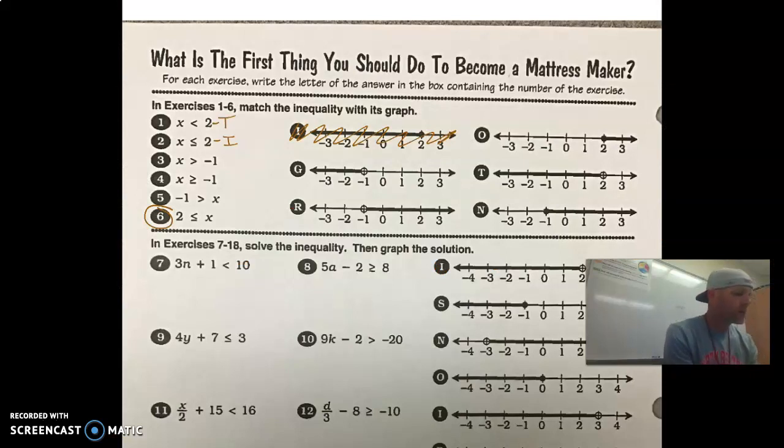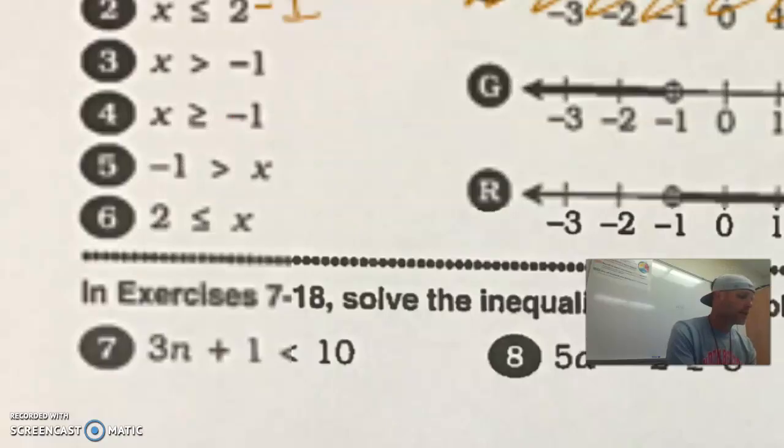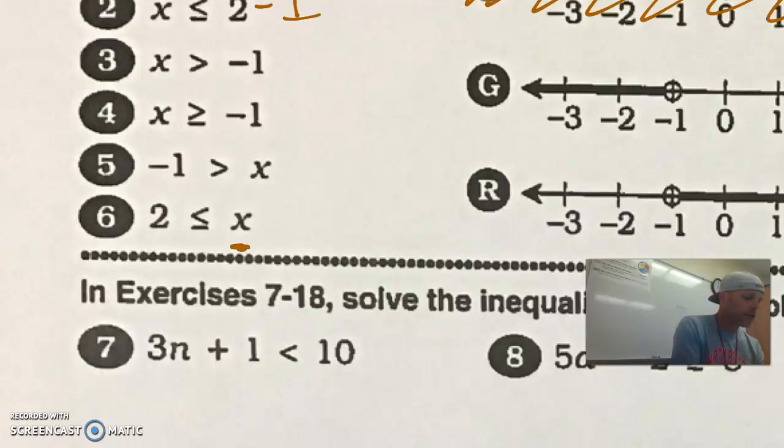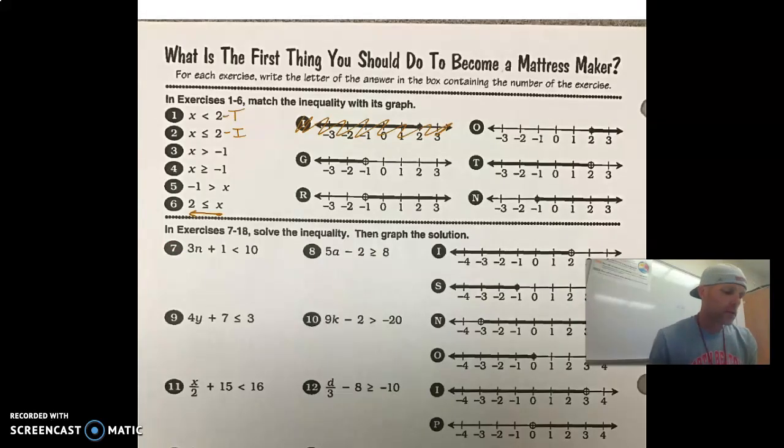Going on. I'll help you with number 6, and then that's it. Then I'll help you with 1 or 2 of the solving. All right, so number 6. Remember, read the letter first. So start here. Read that way. So x is bigger, right? X is greater than or equal to 2. So we said the word equal. So it's either O or T because they're both on the number 2. Well, which one is equal? Which one is shaded in completely? The letter O. That right there is shaded in completely, and it's everything greater. Okay, so number 6 is letter O.